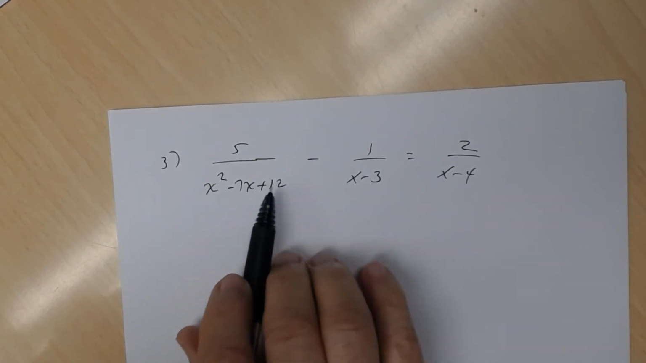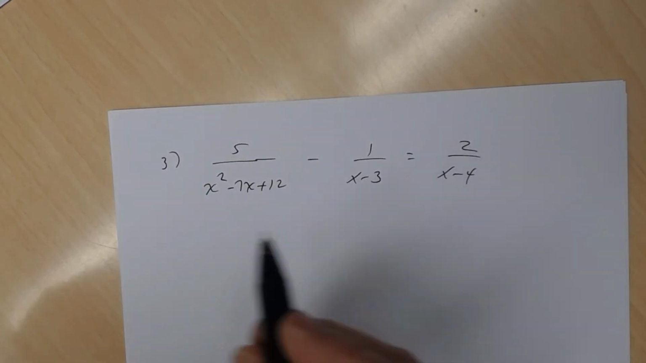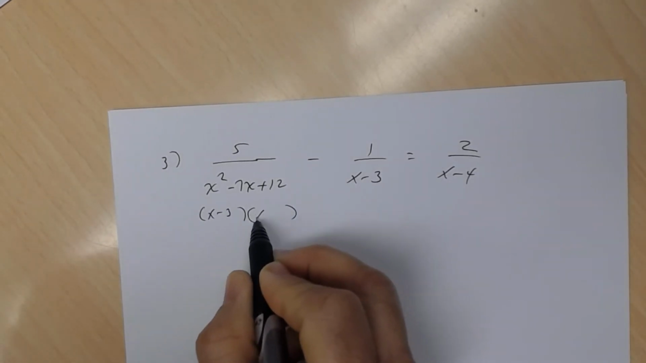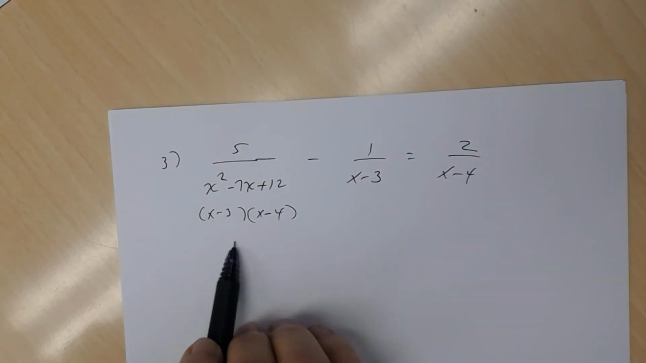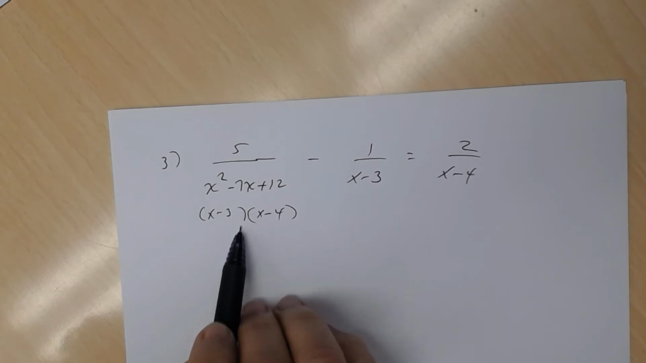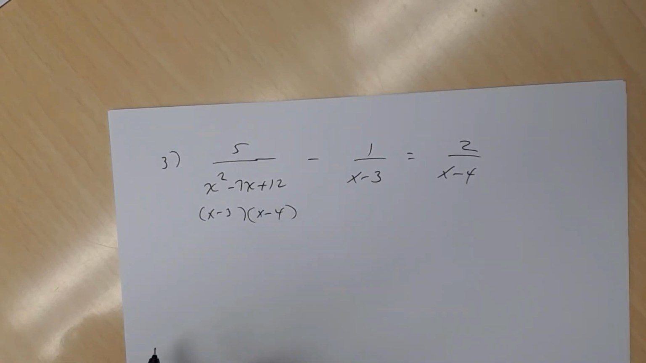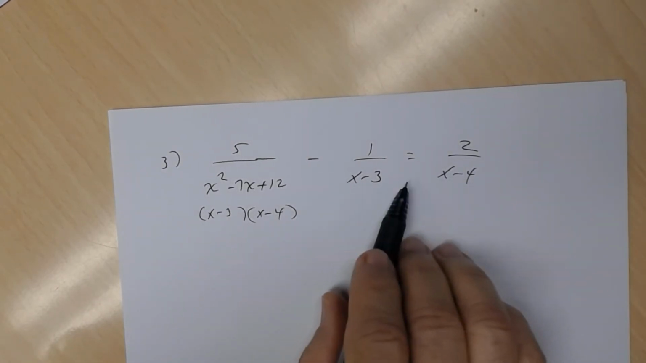Now remember what we said. If you're having trouble with factoring, chances are the factors of this quadratic trinomial are going to be these. So let's see if it is. X minus 3, x minus 4, and then use the FOIL. X times x is x squared. The outer is negative 4x. The inner is negative 3x. When I combine them, I get negative 7x. And negative 3 times a negative 4 is a positive 12. Okay? So the factors of this are the same as these.